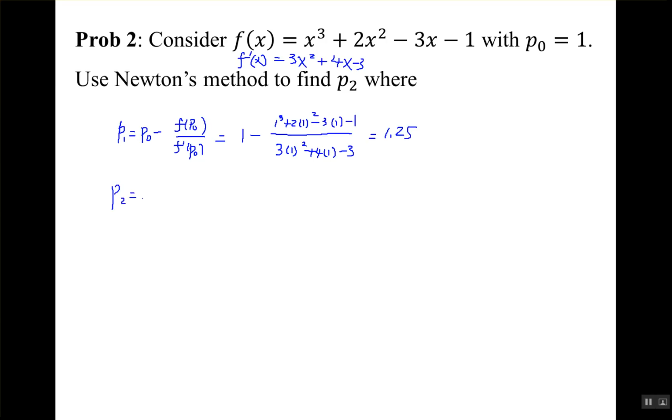And P2 is equal to 1.25 minus f of 1.25, which means 1.25 cubed plus 2 times 1.25 square minus 3 times 1.25 minus 1, divided by 3 times 1.25 square plus 4 times 1.25 minus 3. And this is approximately equal to 1.2009346.